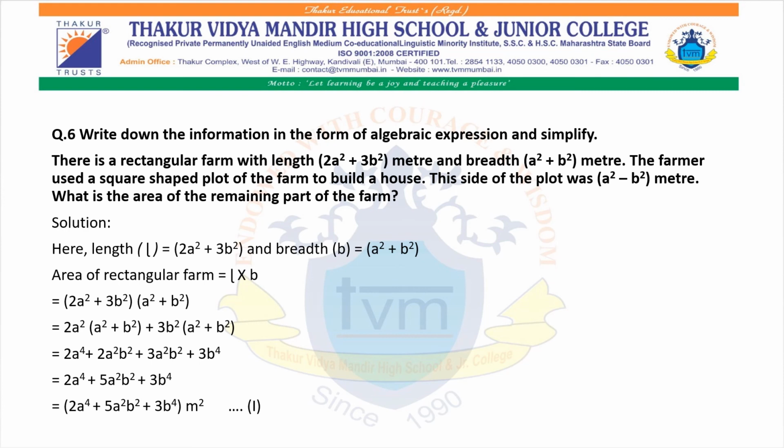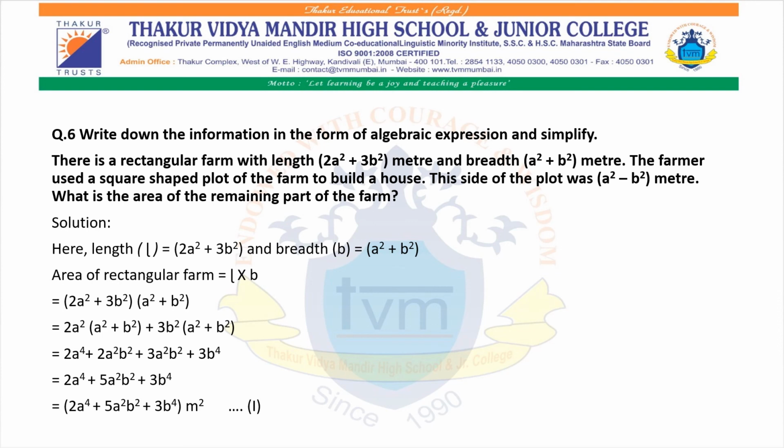Question 2 of the same is given for self-study. Now question 6, write down the information in the form of algebraic expression and simplify. There is a rectangular farm with length 2a square plus 3b square meters and breadth a square plus b square meters. The farmer used a square-shaped plot of the farm to build a house. The side of the plot was a square minus b square meter. What is the area of the remaining part of the farm?